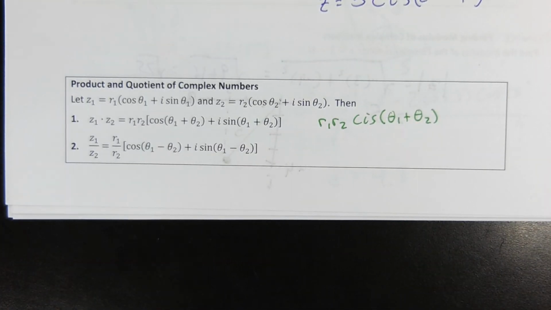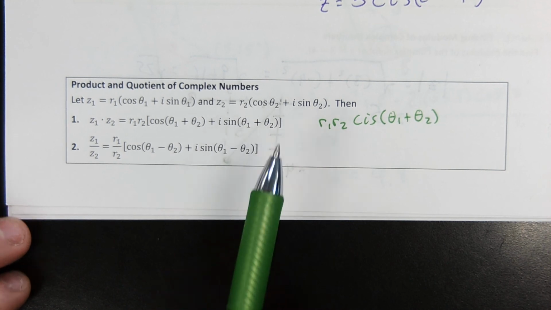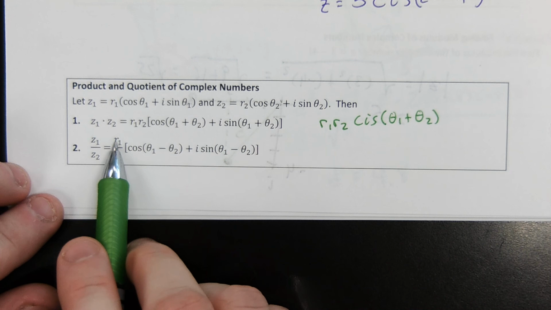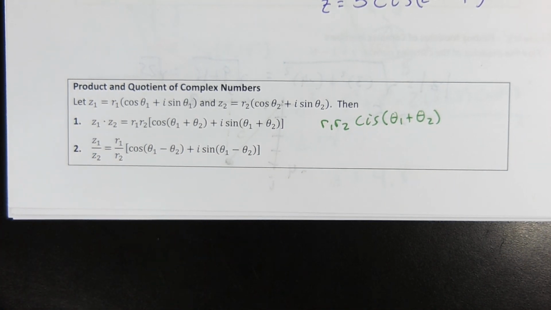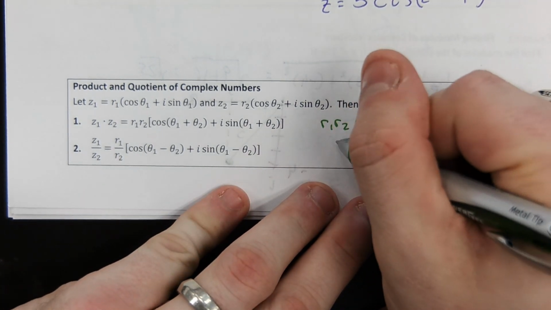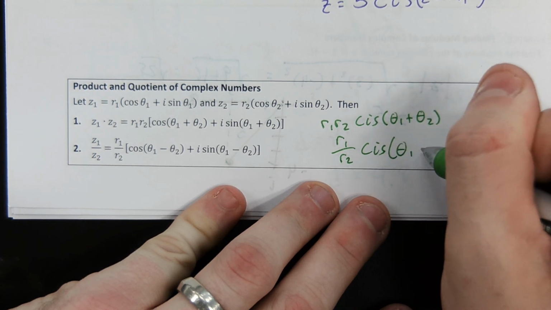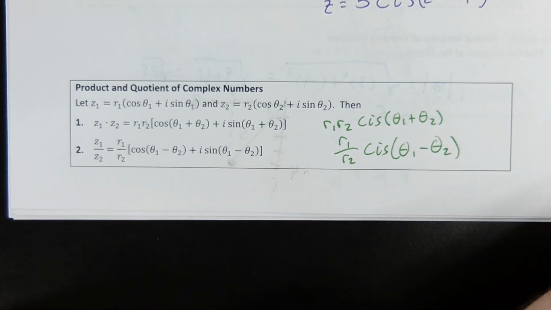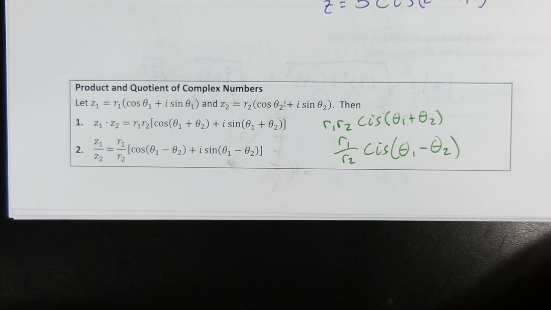And if you understand why the multiplication formula gives you a product on the front and then a sum on the inside, it should make a lot of sense why the quotient formula gives us a quotient of the radii and just theta 1 minus theta 2 on the inside. And yes, you do need to know these formulas for your test. I'm not giving you a reference sheet. Oh, world's tiniest violin.